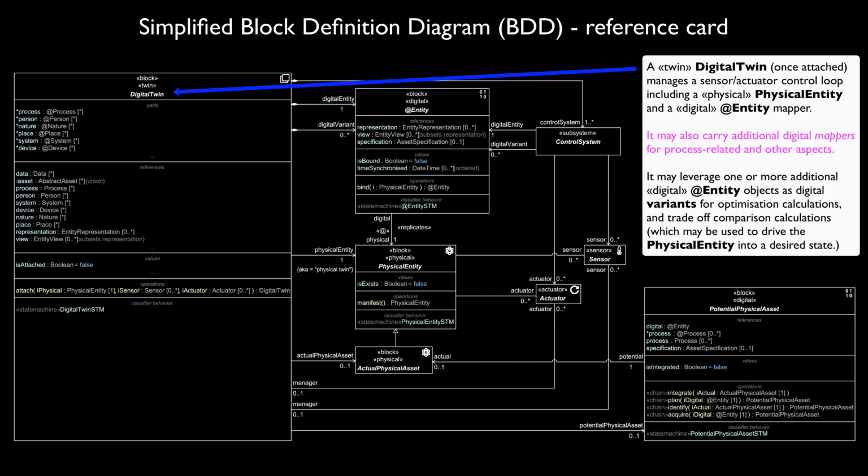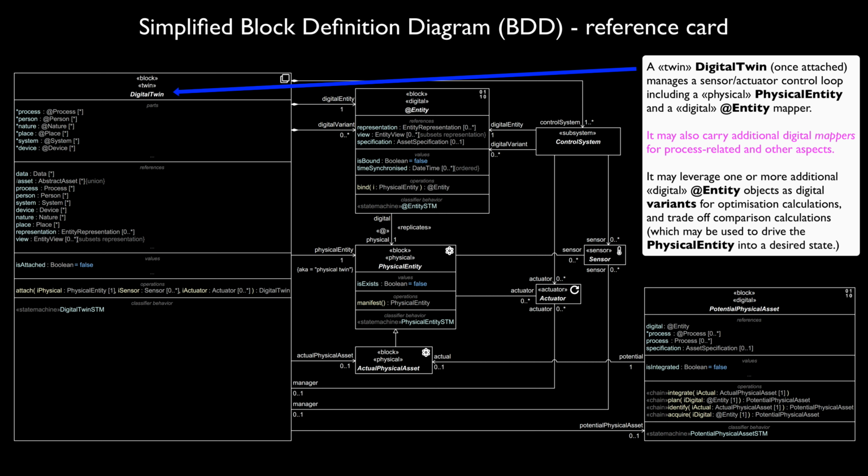These are glued together by a parent digital twin, which, once attached, manages a sensor actuator control loop, including a single physical entity and a digital entity mapper. It may also carry additional digital mappers for process-related and other aspects. However, as defined in the Webel Twin Pattern, a digital twin block always has some physical entity with mass, which is denoted here the physical twin.